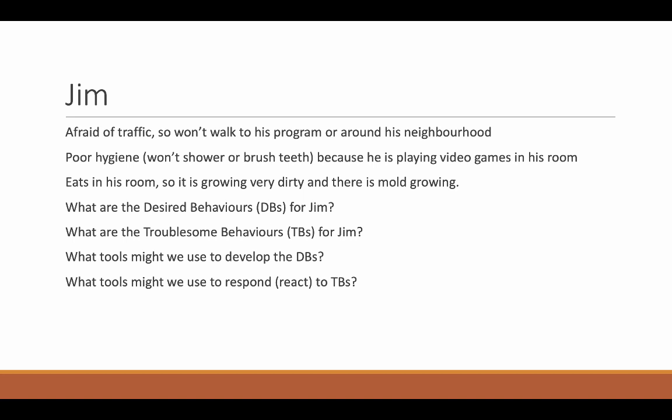And then finally, the last two questions: what tools do you think we might use to develop those desired behaviors for Jim? Those are called the proactive strategies. And what tools might we use to respond or react if he uses his troublesome behaviors? See if you can come up with some specific answers to these. Put them up on Facebook, and we'll talk about them later on.